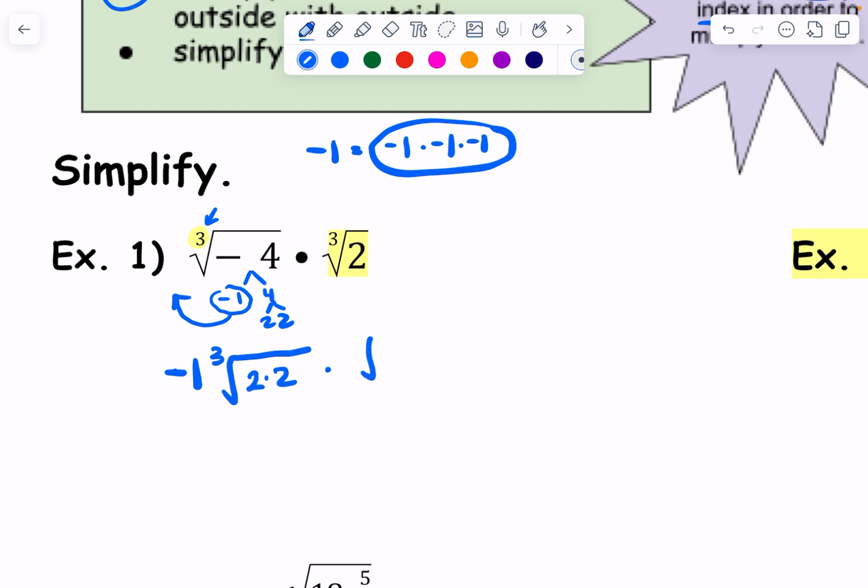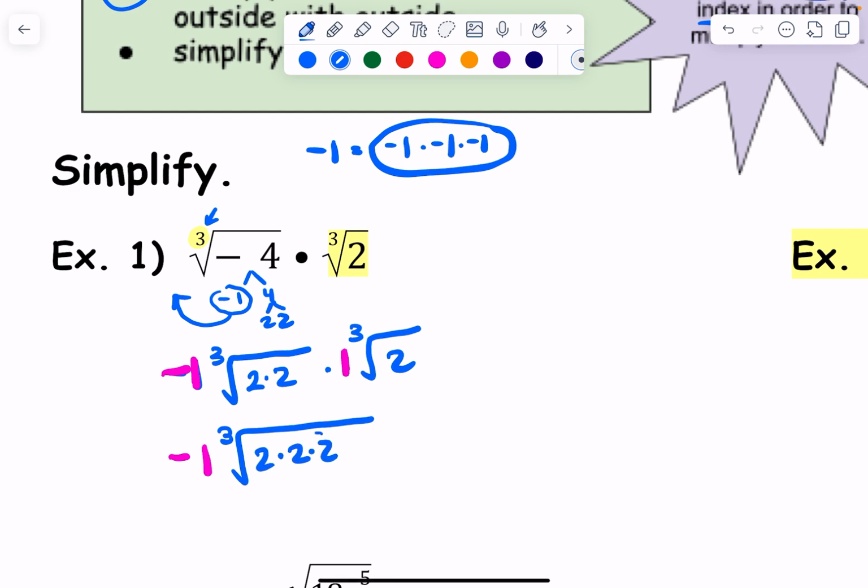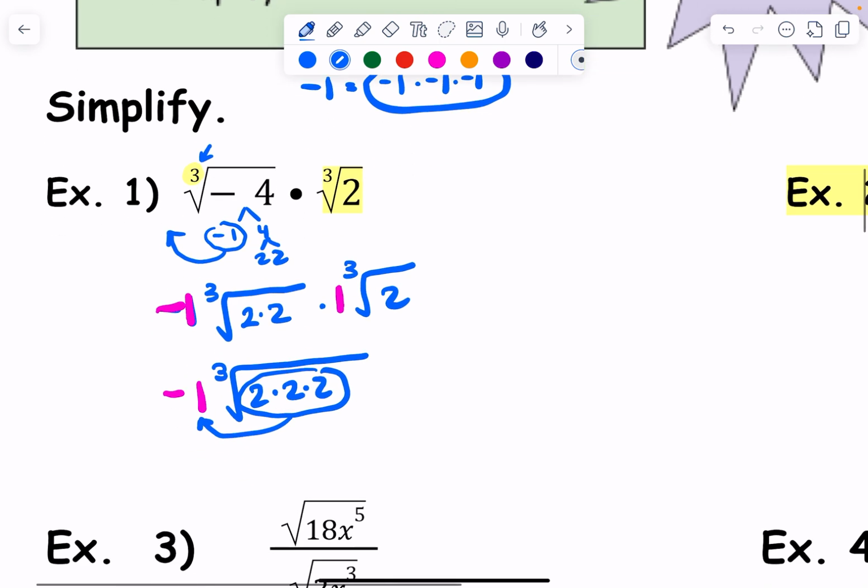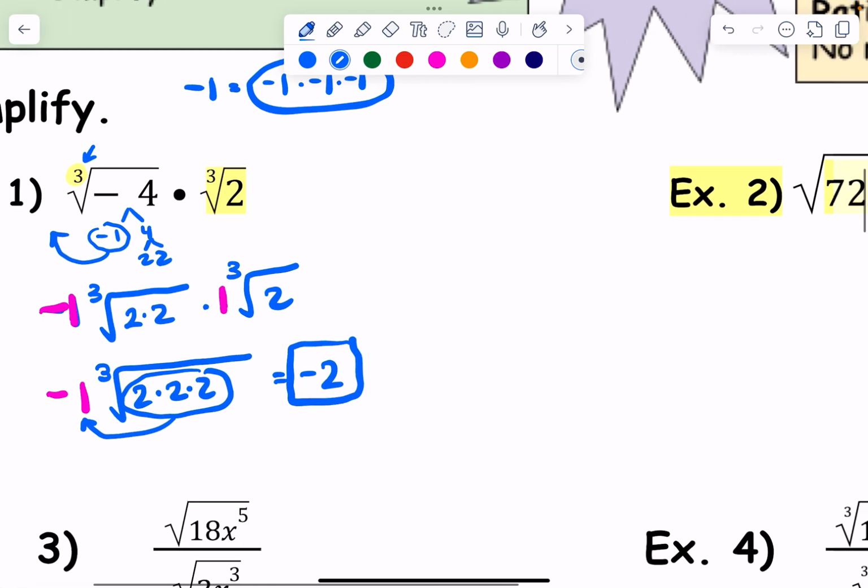And so this is what we start with. Now remember, when there's nothing on the outside, there's just a 1, right? So when we do the outside with the outside, we'll end up to get a -1. And then the inside with the inside, we will have the cube root, and we'll have 3 2's inside. Well, that works wonderful because our index is 3, so we needed 3 to come out. So we take this 2, multiply by this -1, and we get a -2. So that is the simplest form of this one.